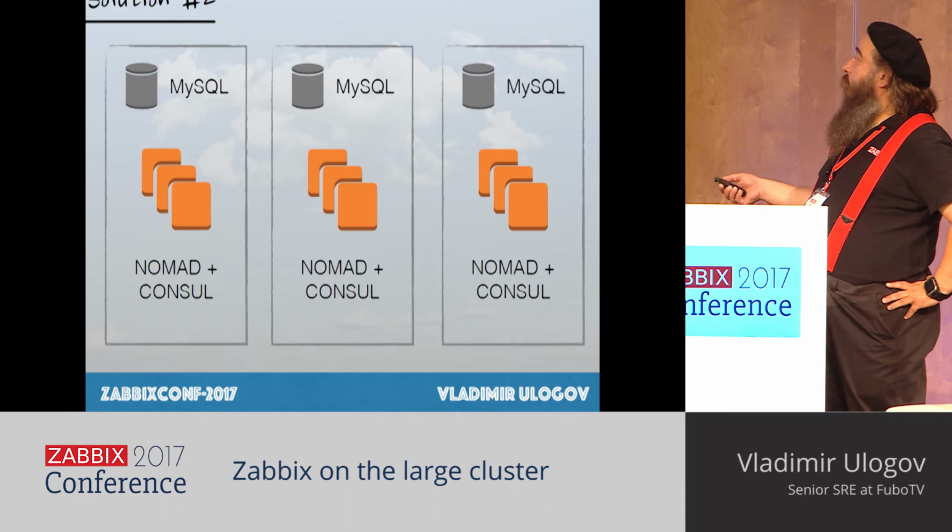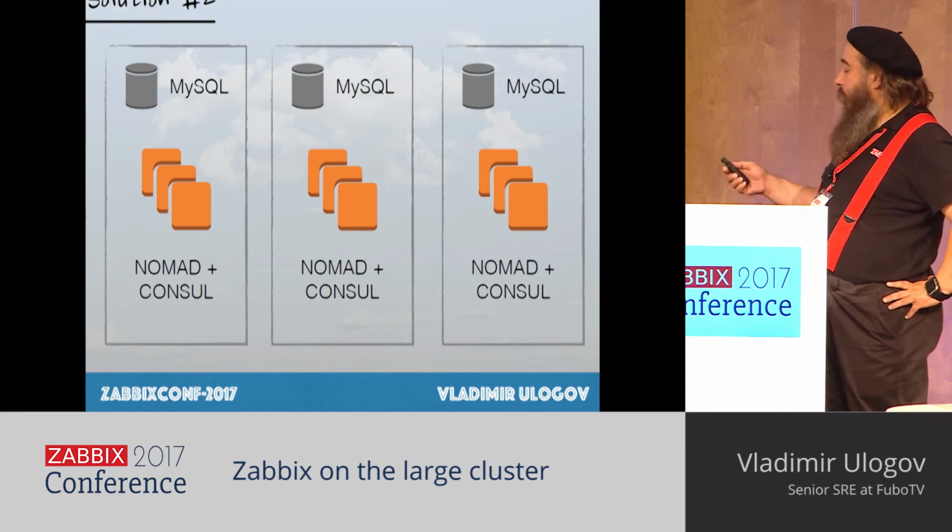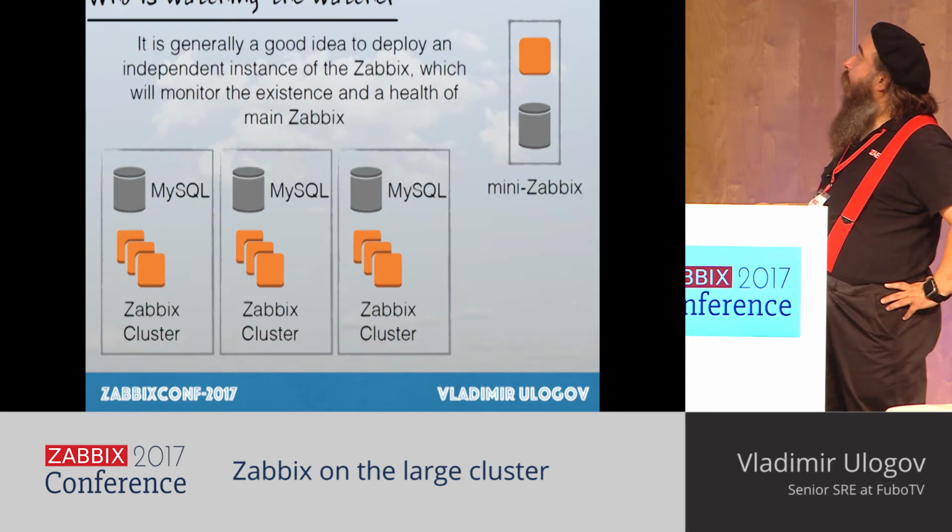And your second solution may look like this. Again, different availability zones. You have a MySQL server in each availability zone, and you have a computing infrastructure in each availability zone. Very important: who will watch the watcher? I'm almost done.